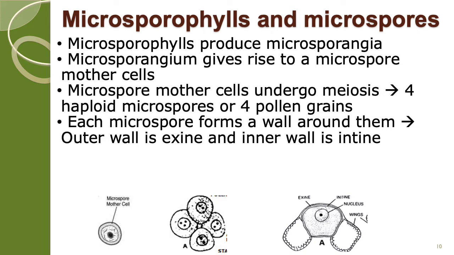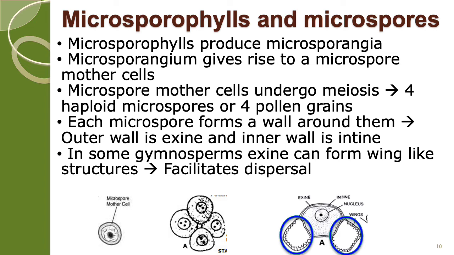Each microspore forms a wall around it to help protect the cells inside that microspore. The outer wall is the exine and the inner wall is called the intine. In the case of some gymnosperms, the exine can form these wing-like structures that are shown in those blue circles in the figure. And these wing-like structures facilitate the dispersal of the pollen grain through wind.